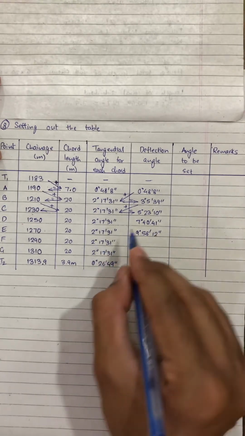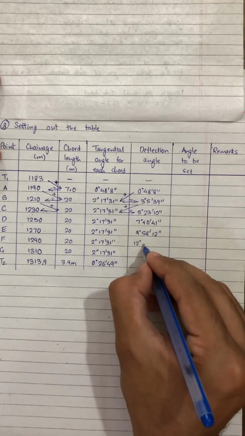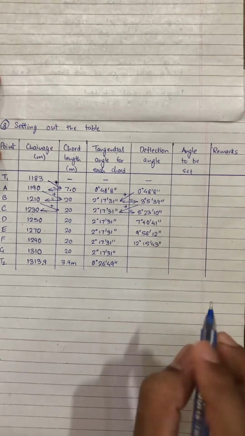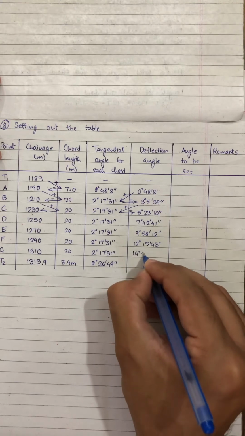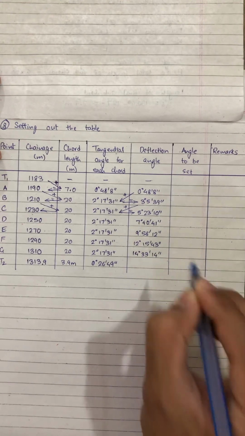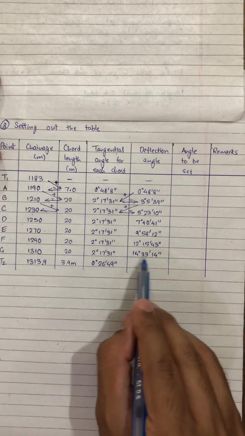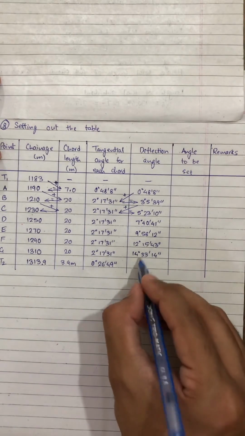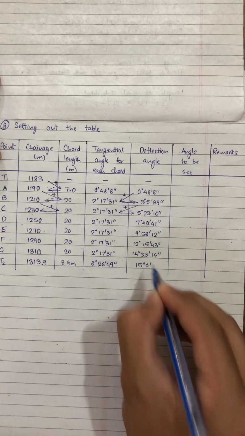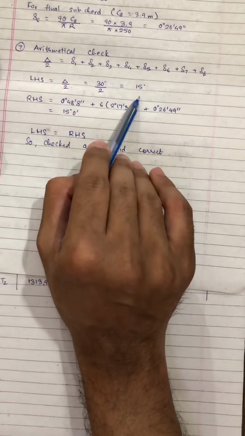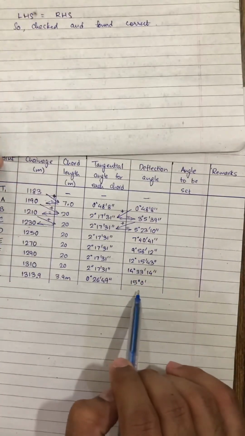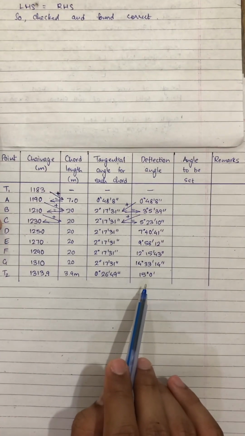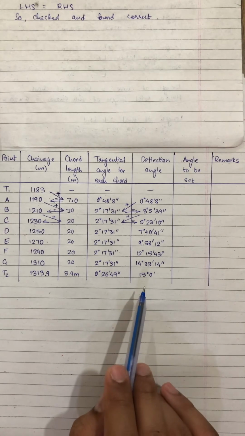Then this will be added to this, so it comes out to 12 degree 15 minutes 43 seconds. Then 14 degree 33 minutes 14 seconds. Then this value will be added to this, so the final deflection angle comes out to 15 degree 0 minutes. And that is what we got over here. The LHS that we got was 15 degree, and we got the same 15 degree over here. This is one more check, and it is found correct.